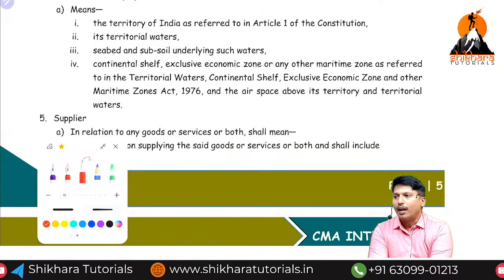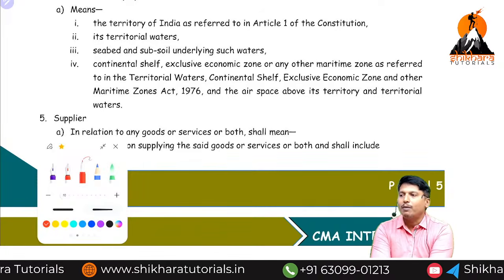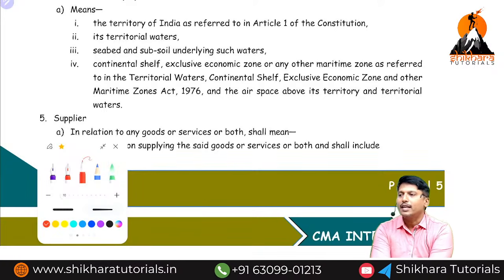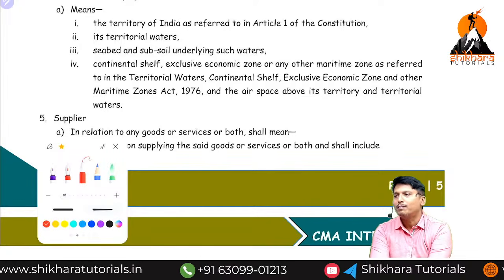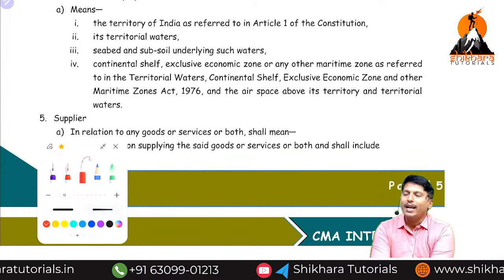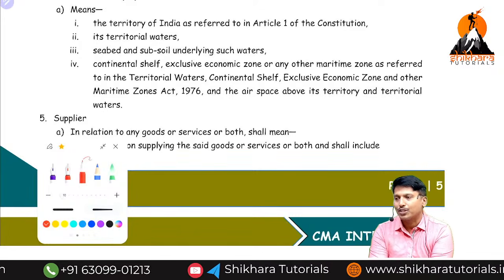Now, rules are framed by the central government, regulations are framed by CBIC for procedural formalities, notifications give a date by the central government specifying the applicability of changes, and circulars provide clarifications where there is a confusion in the act.